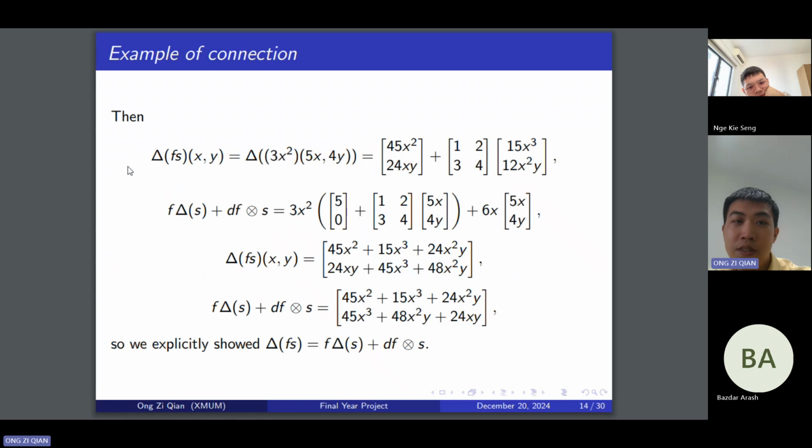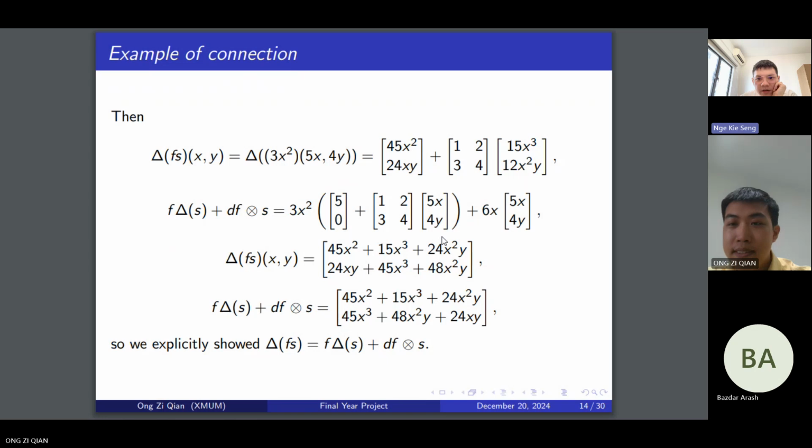And then by computation, we compute delta acting on fs, and we get the first thing we see. And we also compute f delta s plus df tensor product with s. And then at the last two lines, we see that these two are actually the same. This is the way to show why this works.